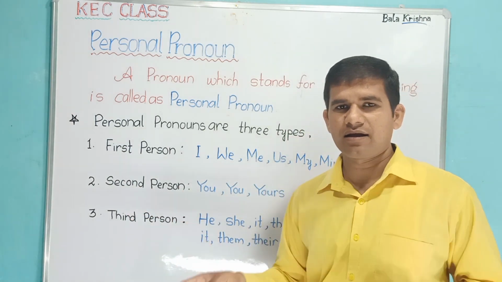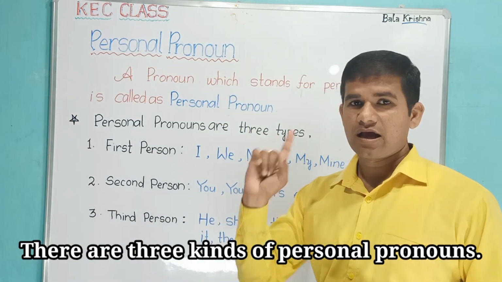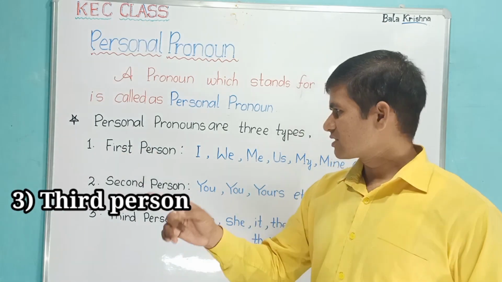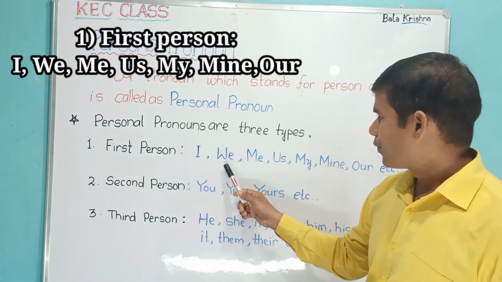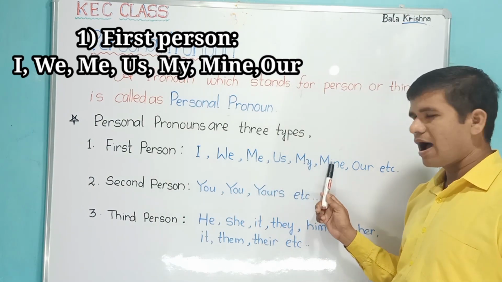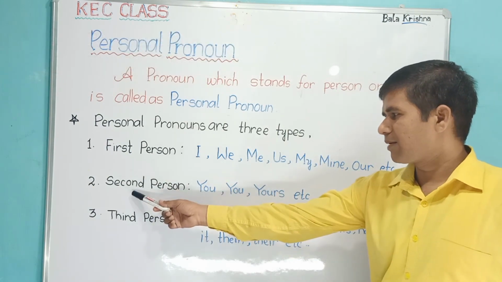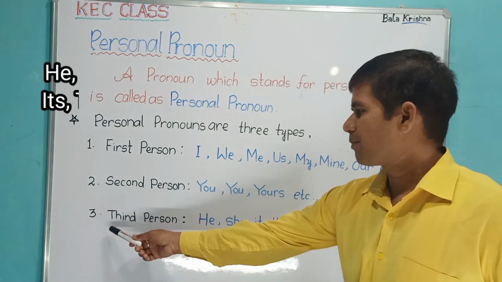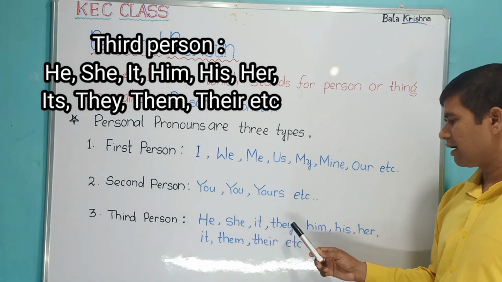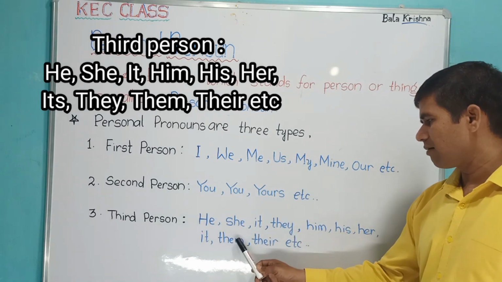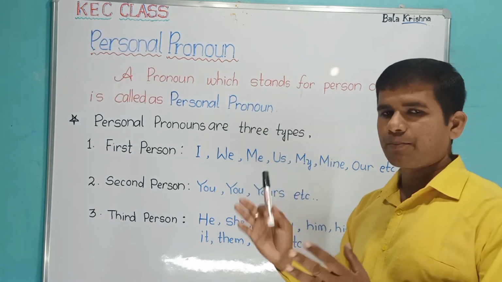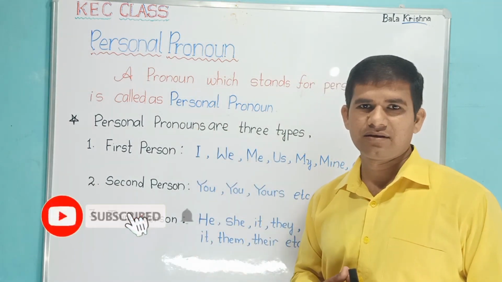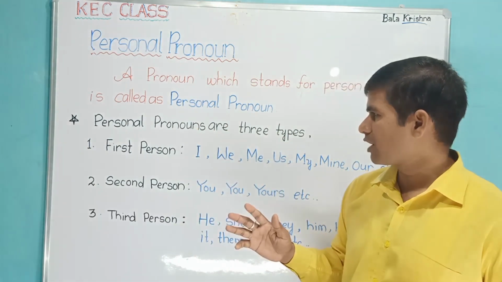And all these pronouns are categorized into 3 parts. Those are first person, second person, and third person. In first person, you'll get I, we, me, us, my, mine, our, etc. In second person, you, yours, and so on. In third person, he, she, it, they, him, his, her, them, etc. These pronouns are again categorized into 2 parts. I hope you understood well.